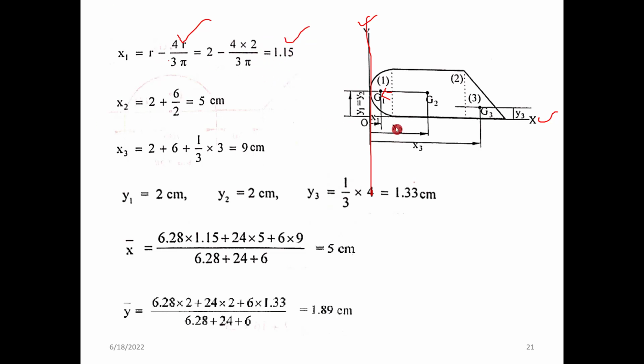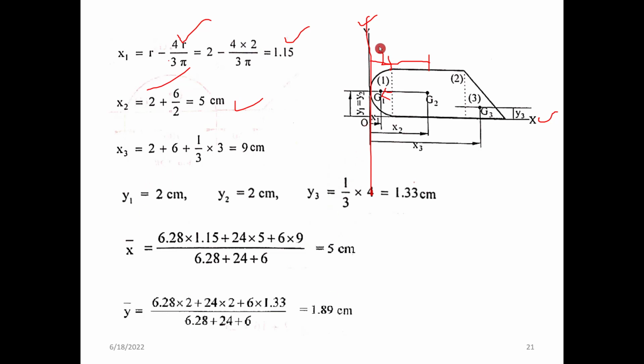And for x2, for this individual rectangle, you know that the centroid will be at the center. So x2 is equal to 2 plus 3, where 2 is the radius of this semicircle. So you are measuring from maybe this point to this point. Up to this new line it is 2 centimeter, and the total rectangle length is 6. So 6 by 2 is 3. So 2 plus 3, 5 centimeter for the x2.